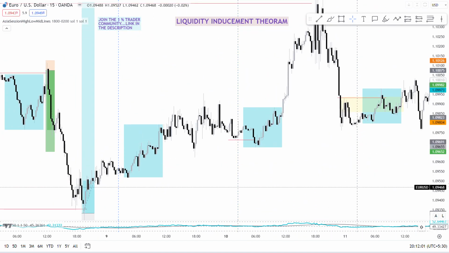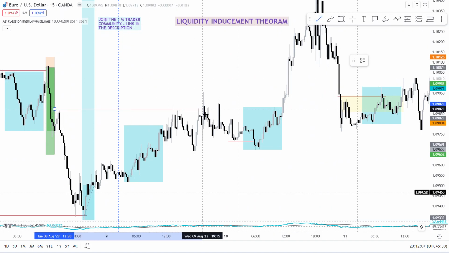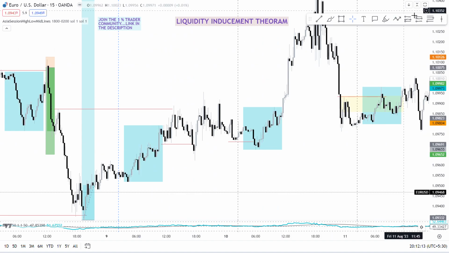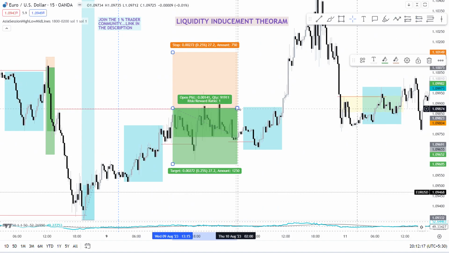Again, when coming into the day, we should mark the liquidity levels. Where are the liquidity levels? This is the one liquidity level, and this is another liquidity level. So I will sell here.